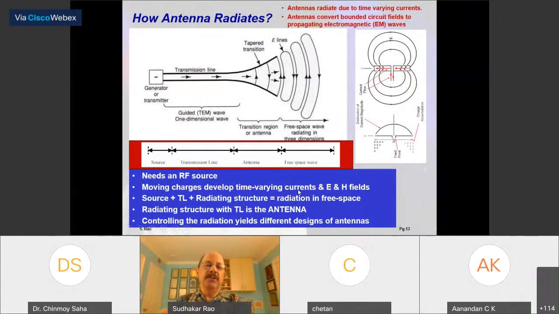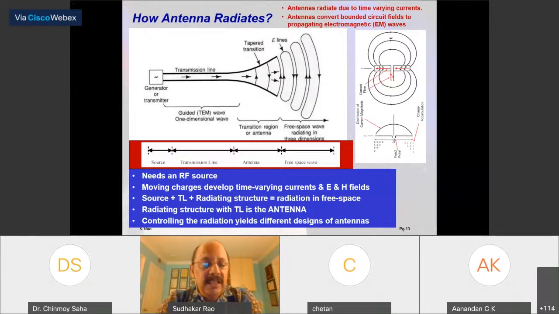So some basics about antennas, how they radiate. To radiate, an antenna needs time varying currents. These time varying currents produce electromagnetic waves. So basically it transfers electric and magnetic fields.